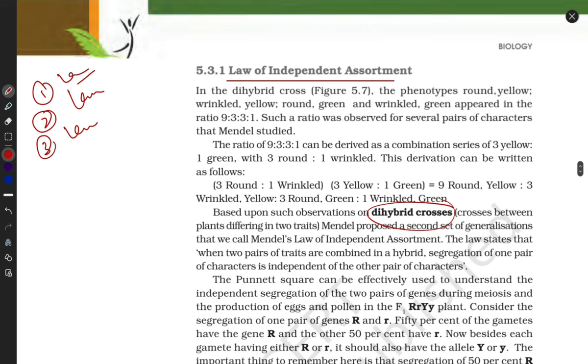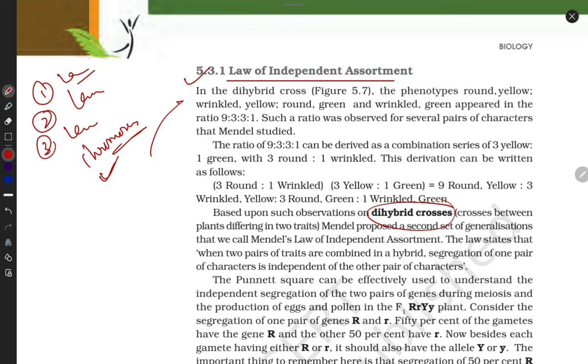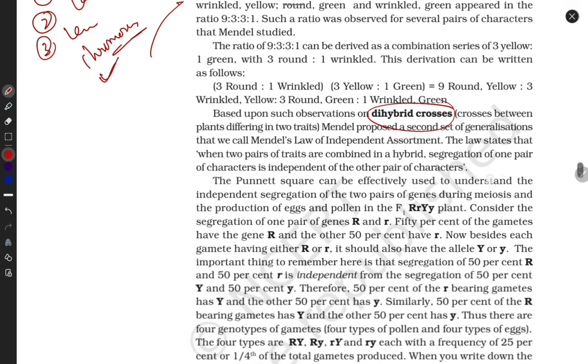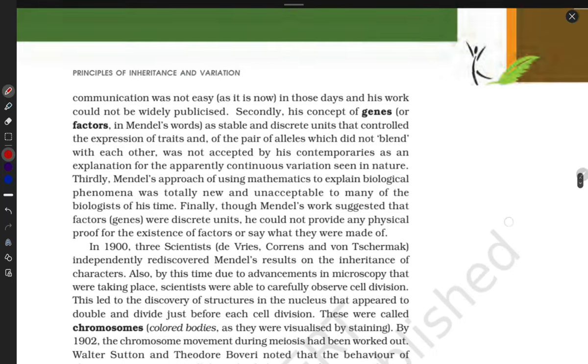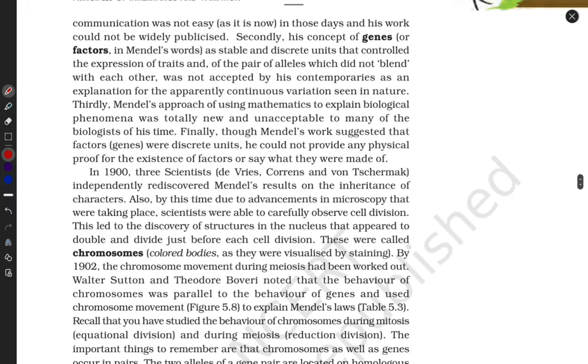Okay, guys. In this law, now, they elaborate some chromosomal effect. After studying chromosome, now you can easily understand the law of independent assortment. Let's begin with what you understand by chromosome. I'm elaborating with you. Okay.